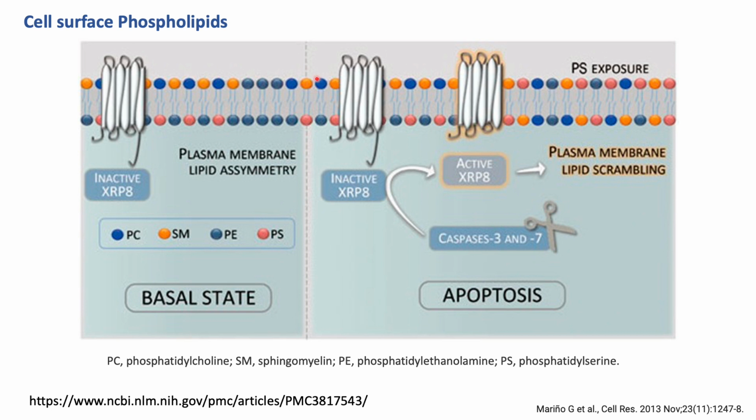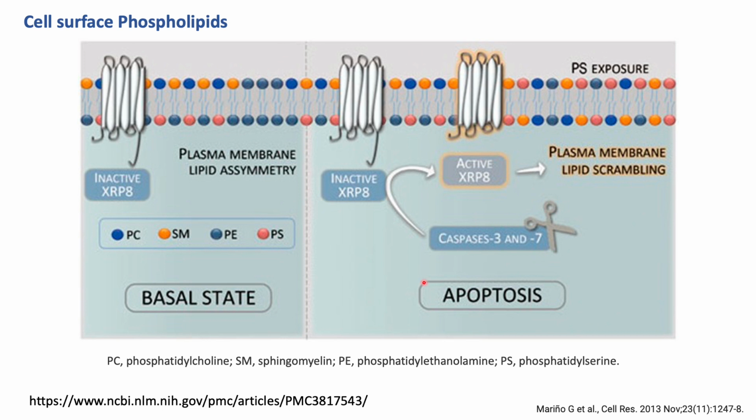Flippases are enzymes that catalyze the transport of lipids towards the cytoplasm and require ATP, whereas floppases are enzymes that catalyze the ATP-dependent transport of lipids away from the cytoplasm. Scramblases are enzymes like XRP8 that catalyze the bidirectional, non-energy-dependent transport of lipids either way, both in and out of the membrane.